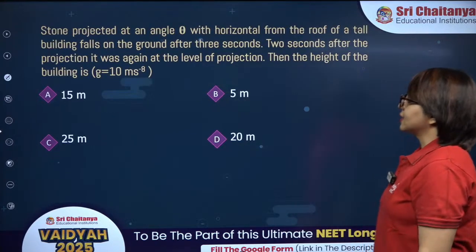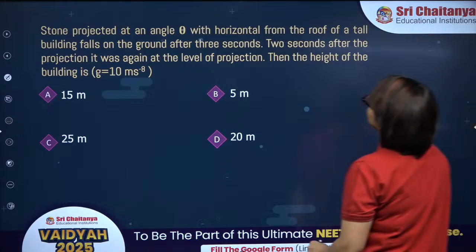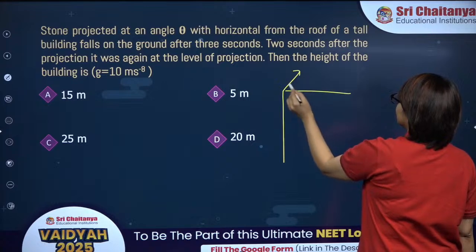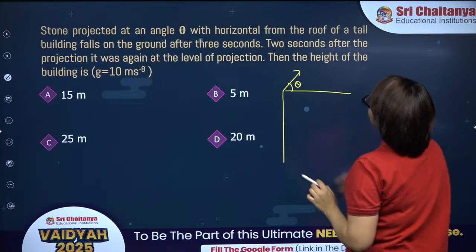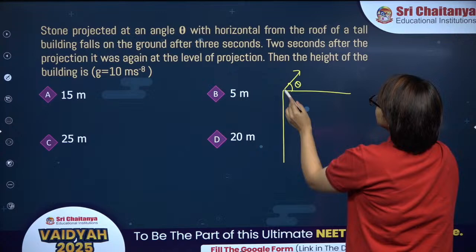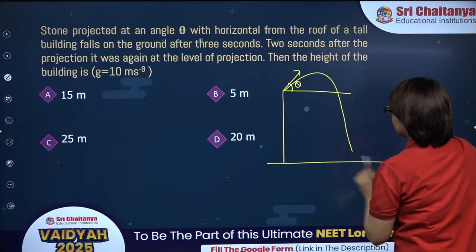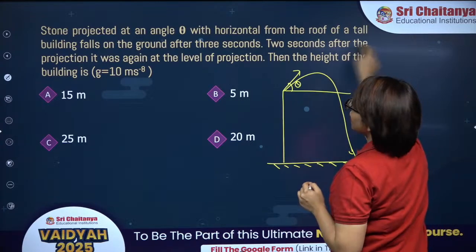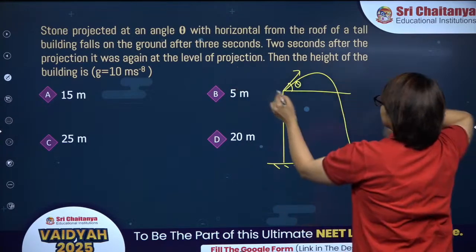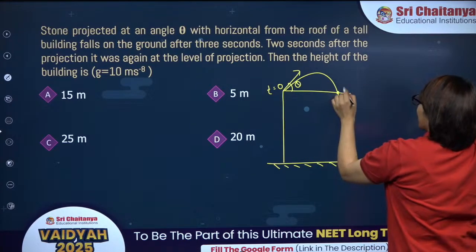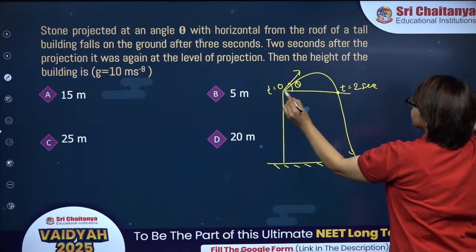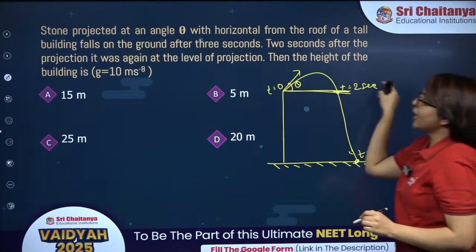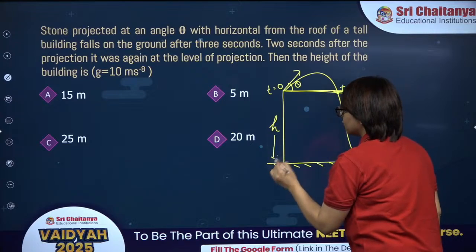Next is this one. A stone is projected at an angle theta with the horizontal from the roof of a tall building, and it falls on the ground after 3 seconds. 2 seconds after the projection, it was again at the level of projection. So, it is starting at t is equal to 0, at t is equal to 2 seconds it is here at the same level of projection, and at t is equal to 3 seconds it is on the ground. Then you have to find the height of the building.